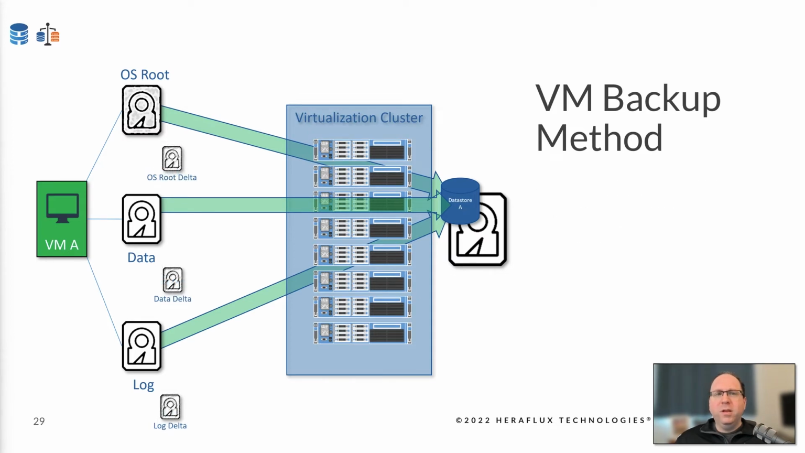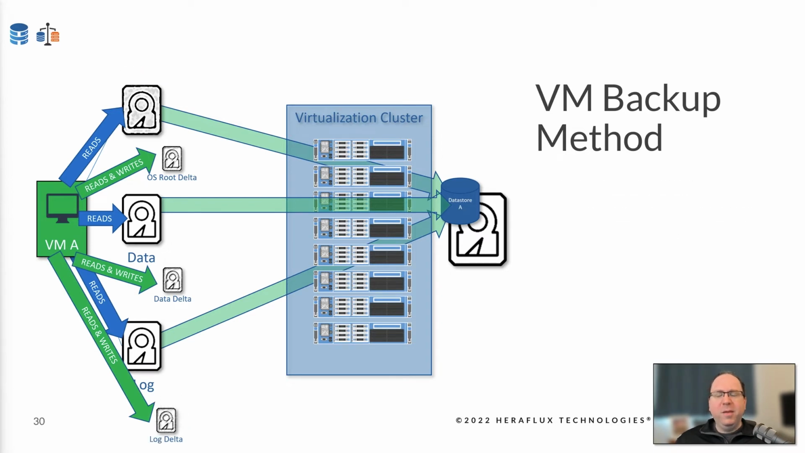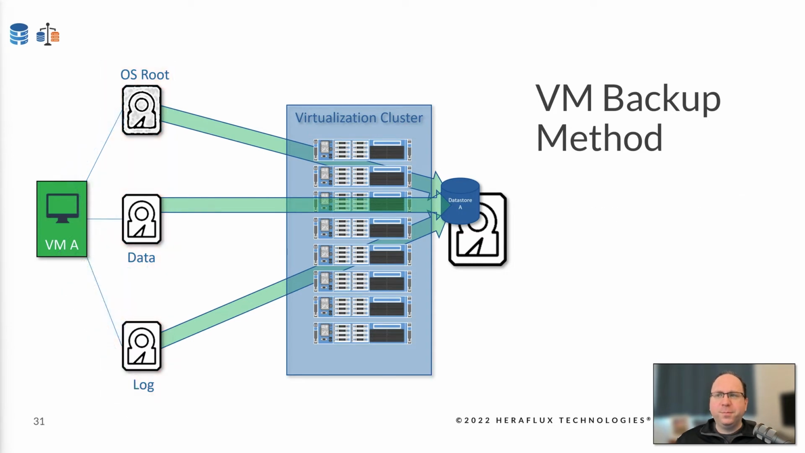Now it gets really interesting. The reads are redirected at the virtual machine disks. The writes are pushed into this delta drive, which allows the snapshot process to actually gain access to the primary virtual machine disk and get a copy of this thing. It allows that change block tracking and shared read access to those backup agents. And then it's able to go copy those virtual machine disks off to wherever they're being backed up to.